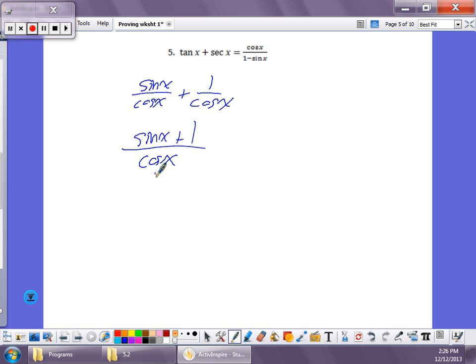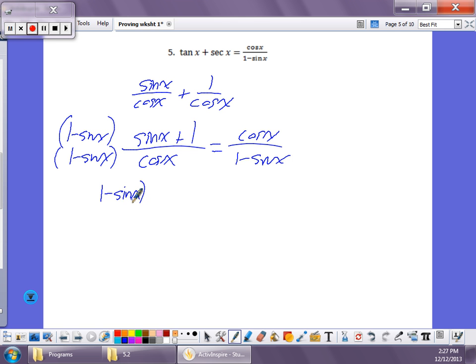And I know here, looking at my end result, I want to get 1 minus sine x on the bottom. So what I can do, I know I have cosine x there now. I can multiply this by 1 minus sine x over 1 minus sine x. And what that's going to do is give me 1 minus sine x in my denominator, so I am a little closer to solving. Now this says sine x plus 1. I'm going to write it as 1 plus sine x, and you'll see why in a second. So 1 minus sine x times cosine x equals that.